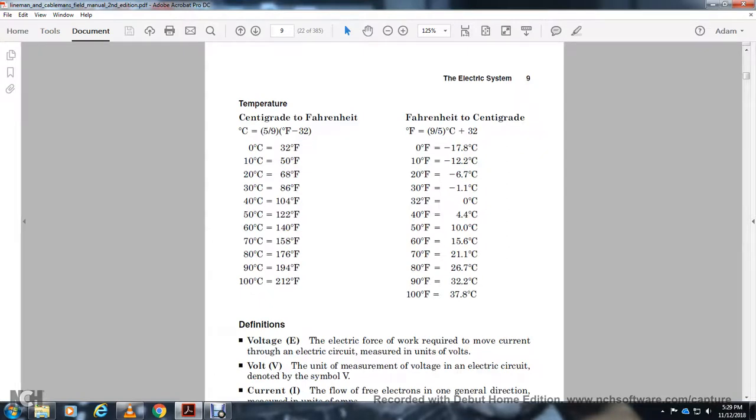Centigrade to Fahrenheit: Celsius is equal to 5/9 times the Fahrenheit temperature in degrees minus 32. Fahrenheit from centigrade is equal to 9 divided by 5 times degrees Celsius plus 32. 0 degrees Celsius is 32 degrees Fahrenheit. 100 degrees Celsius is 212 degrees Fahrenheit. Those are your freezing and boiling points.